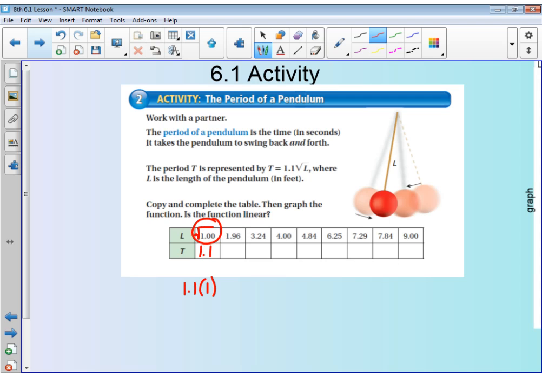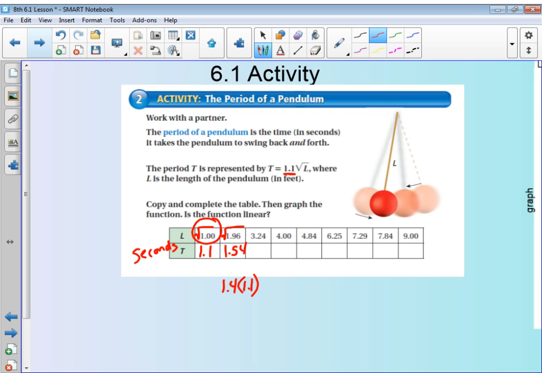Okay, so now our next one. We're going to have to figure out the square root of 1.96. On my calculator, I punch in 1.96 and hit the square root button, and I got 1.4. Now I'm going to take that times 1.1. I'm writing this in a separate order because I need to solve that square root first before I take it times the 1.1. Now when I do that, I get 1.54. And remember, these are times in seconds.